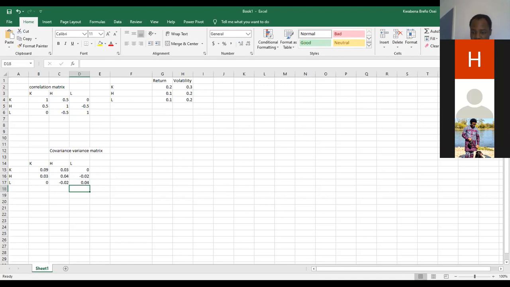Can I continue? Just a minute. I'm trying to check. My numbers are a little bit different. Okay, so this is what I'm doing. H and H, let me just check it. Yes, the formula is the correlation for H and H, which is 1, times the variance of H, which is 0.2.